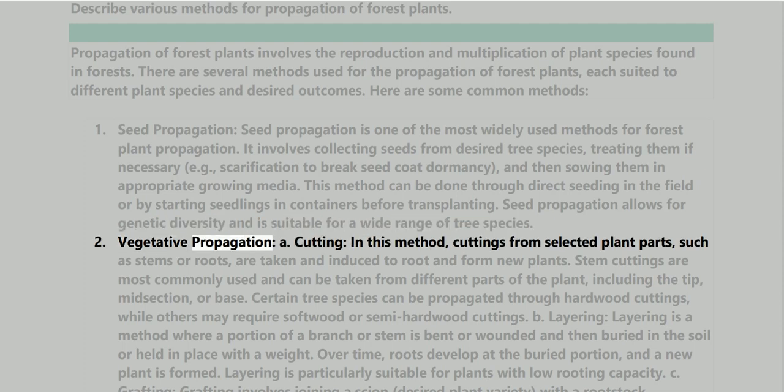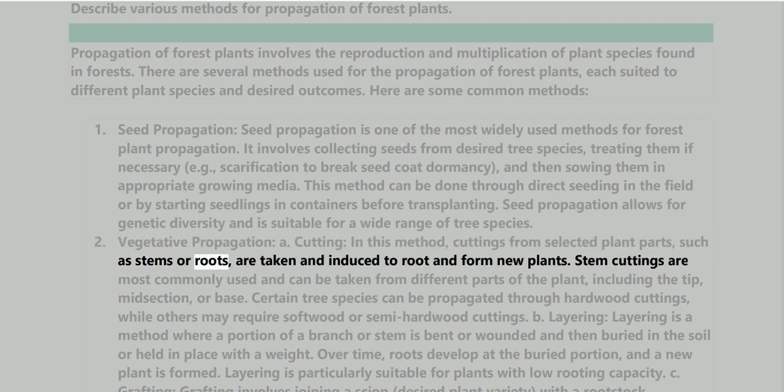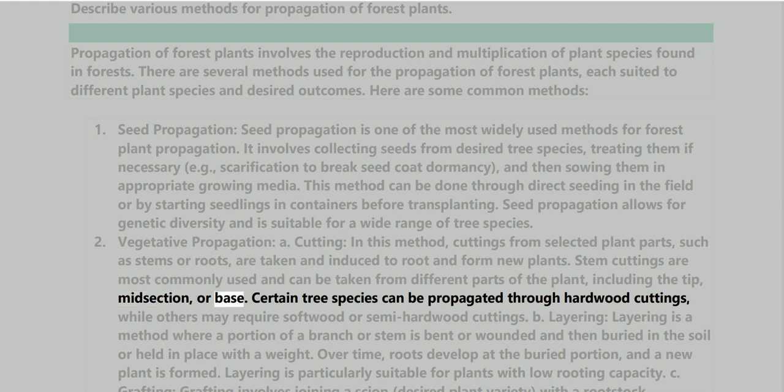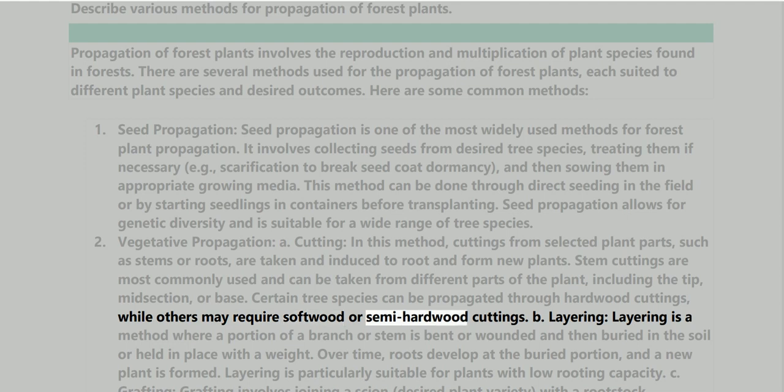2. Vegetative propagation. A. Cutting. In this method, cuttings from selected plant parts, such as stems or roots, are taken and induced to root and form new plants. Stem cuttings are most commonly used and can be taken from different parts of the plant, including the tip, midsection, or base. Certain tree species can be propagated through hardwood cuttings, while others may require softwood or semi-hardwood cuttings.